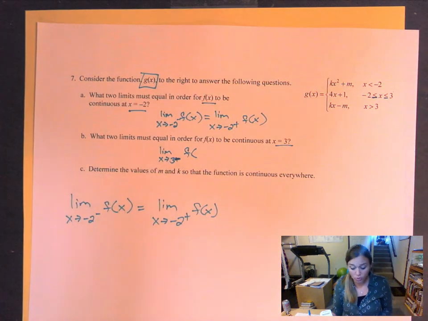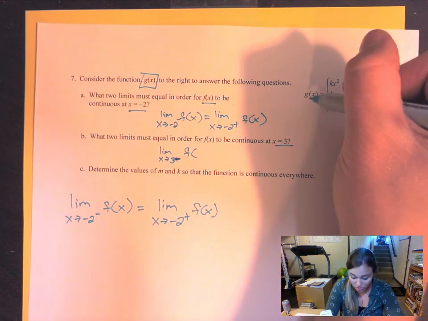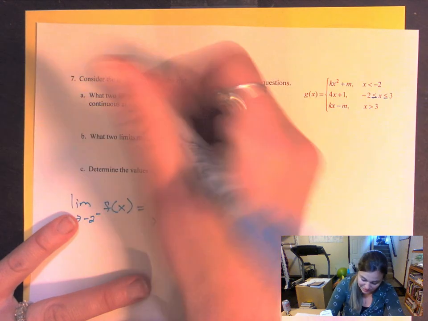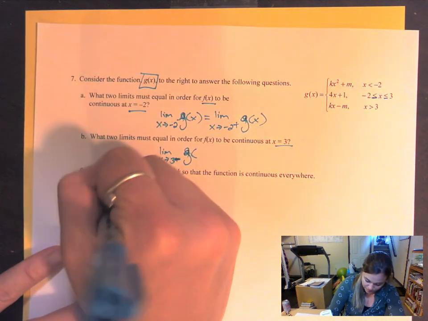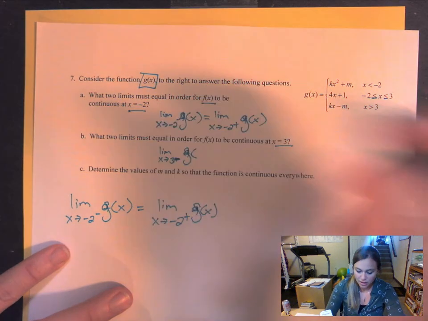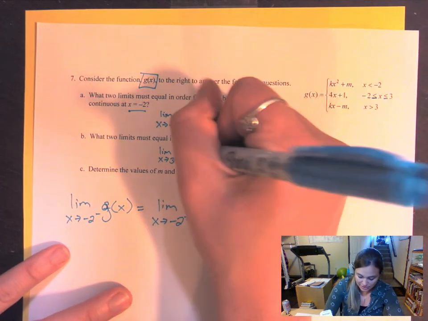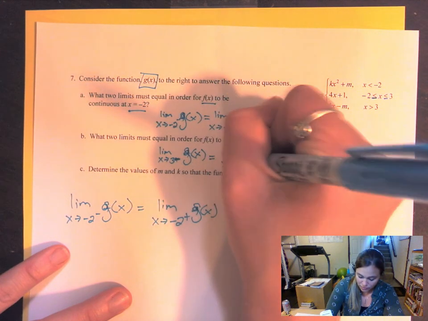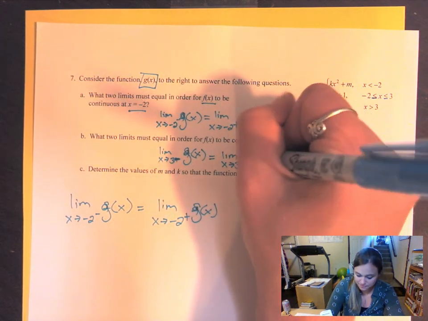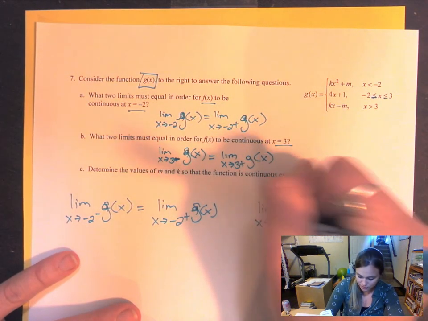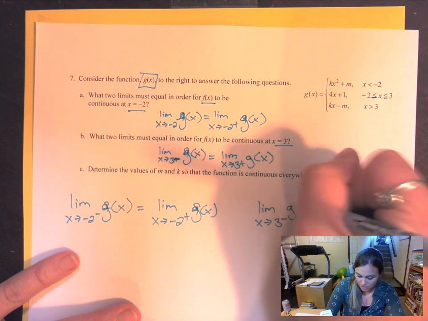Oh no, I made a mistake. I said f of x and all of this was g of x. So hold on, I can fix it. Whew, I fixed it. Okay, so it doesn't look nice, but that's okay. Limit as x approaches 3 from the right of g of x. And so I'm going to do that down here too.